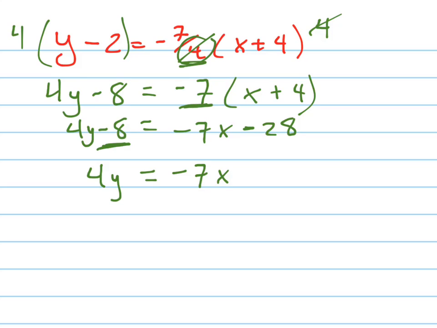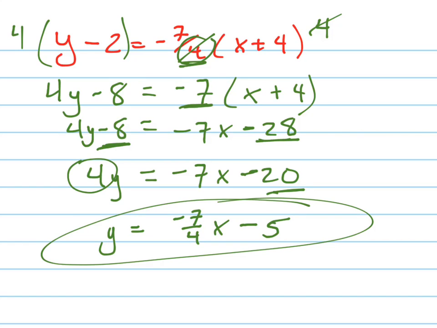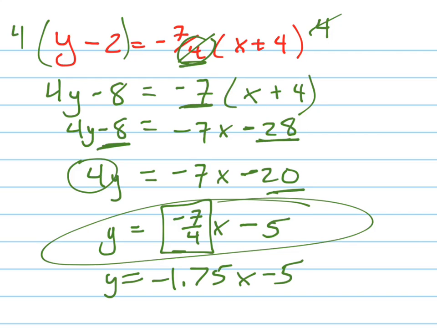That positive 8 is getting added to the negative 28 because that's the like term, so that's negative 20. And now I just divide by 4, don't forget to distribute, so I'm going to divide 7x by 4, and also 20 by 4, which gives me 5. There's your answer. And if you wanted to write it as negative 1.75x, you could, but you don't need to, because this is just as good, even better in my opinion, to see.